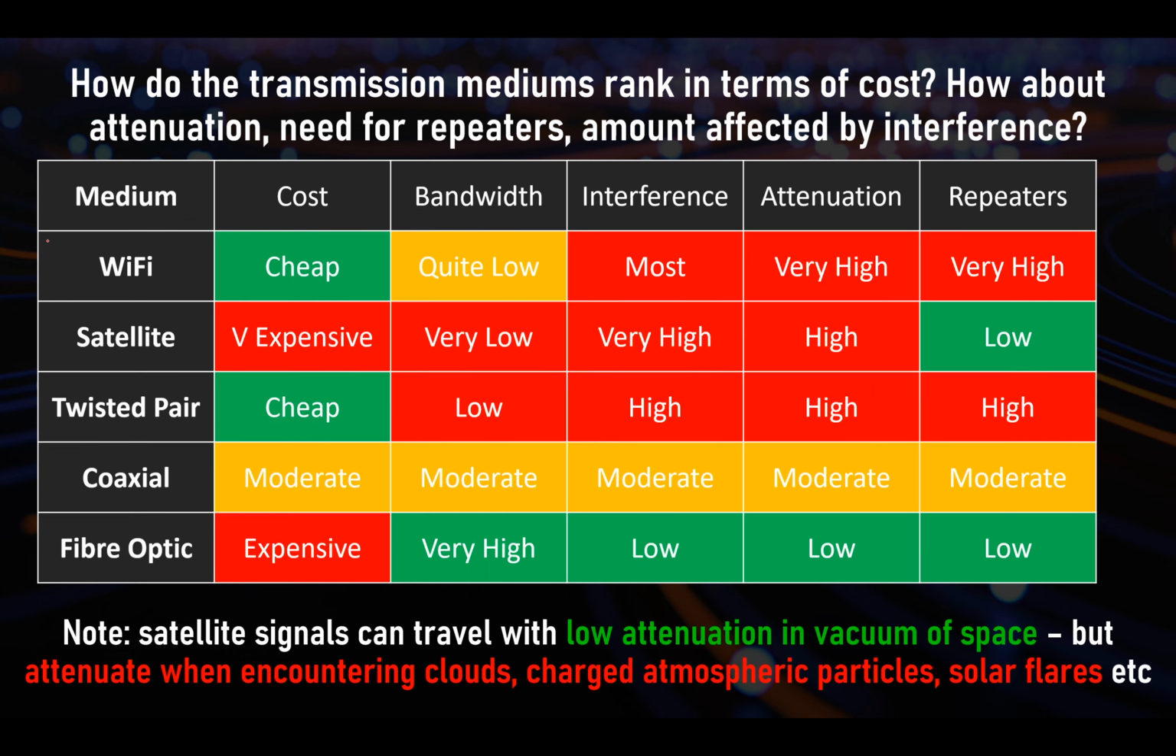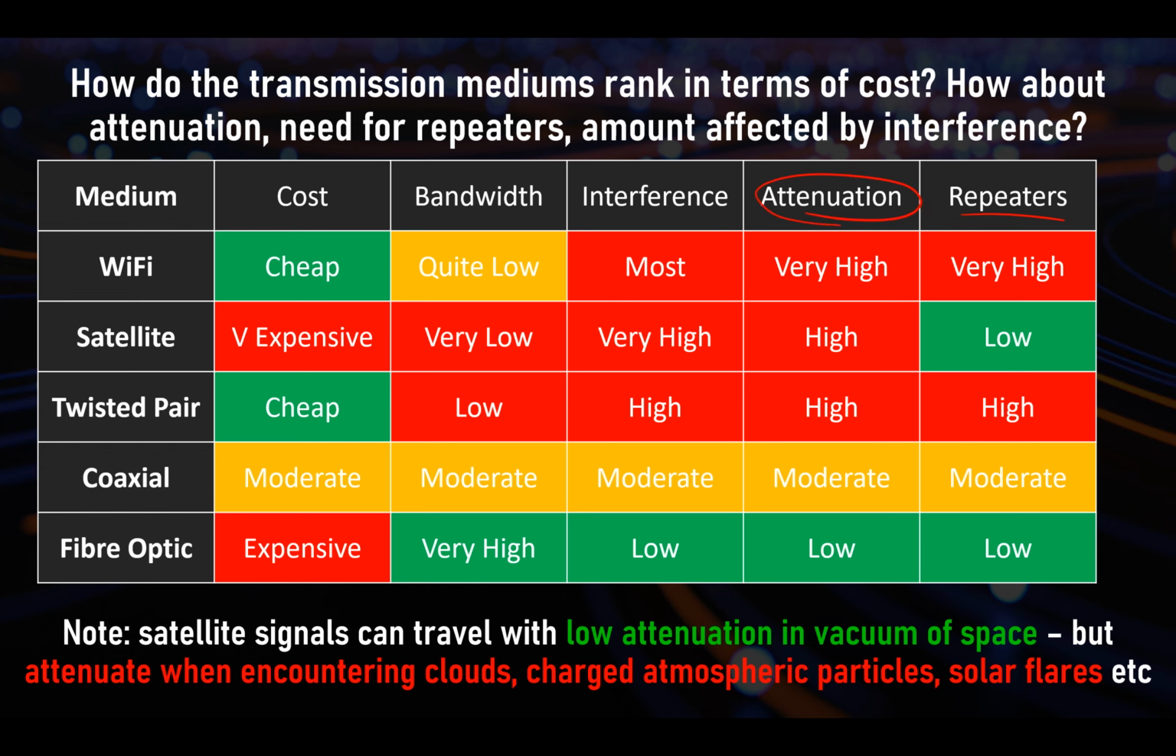If we say Wi-Fi, Wi-Fi is going to be cheap. However, the bandwidth is quite low. Then the interference, attenuation and repeaters are all bad. So lots of interference, lots of attenuation, and therefore we need lots of repeaters, since we have high attenuation.